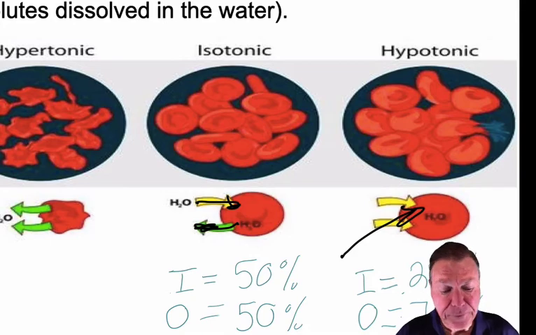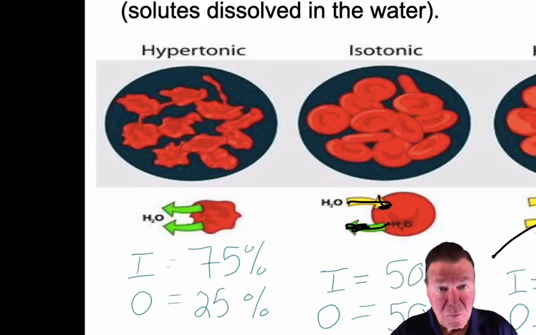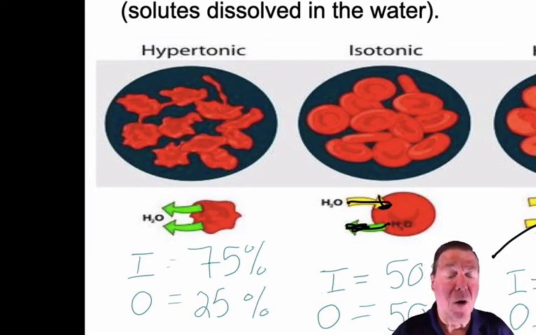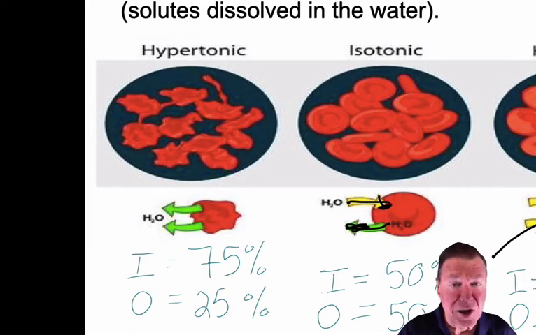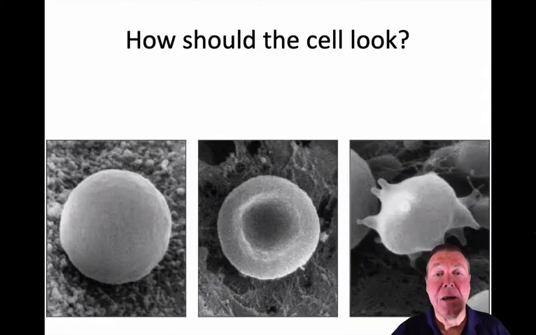And then you have a hypertonic, where the inside of the cell is more concentrated water, 75%, and the outside of the cell is a low concentration of water. Maybe it's really, really salty water or something like that. Well, in that case, the water is going to go from inside, from a high concentration, to a low concentration. So the water is going to leave the cell, and that causes the cells to shrivel up. All right? So these are the three blood cells, again, under an electron microscope, showing you the three different results. Let's take a look at them.